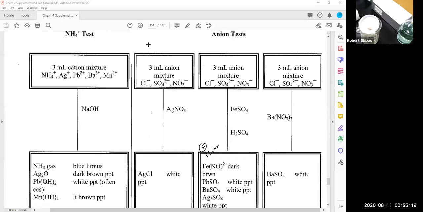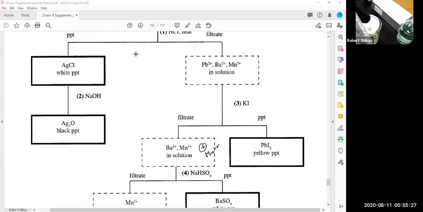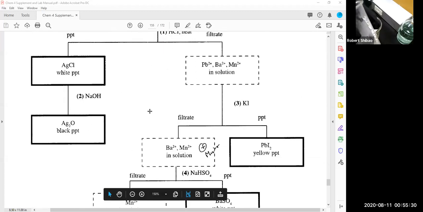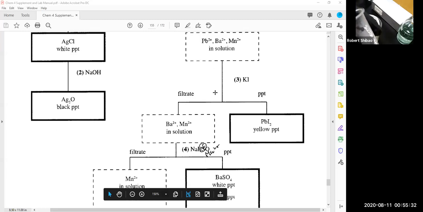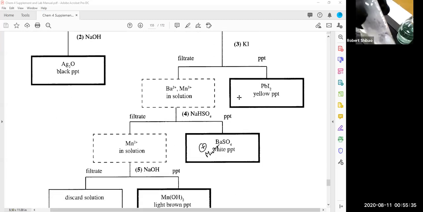Okay, now let's test the filtrate. This is the filtrate here. We got the black precipitate, so we're positive for silver. The filtrate should contain lead, barium, and manganese. And so the first step in analyzing the filtrate is we're going to add potassium iodide. So let me grab the potassium iodide and see if we test positive for lead.